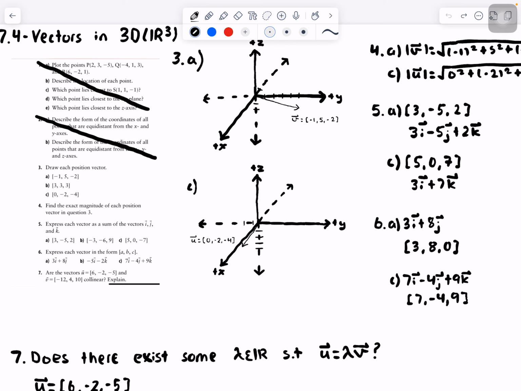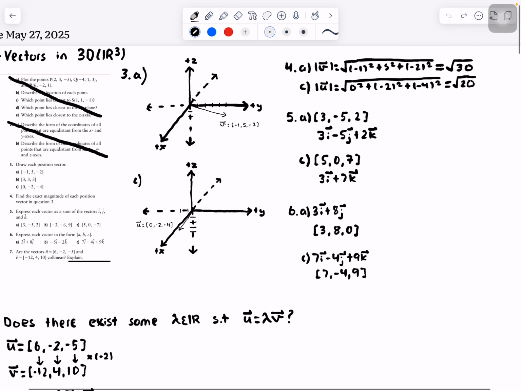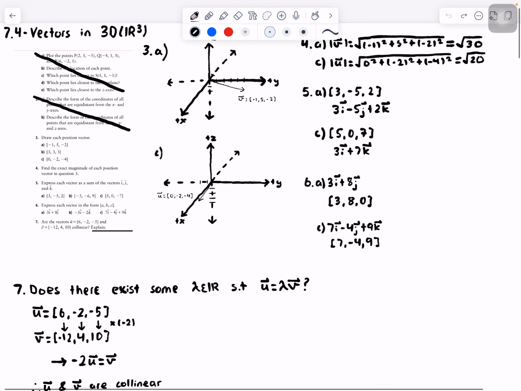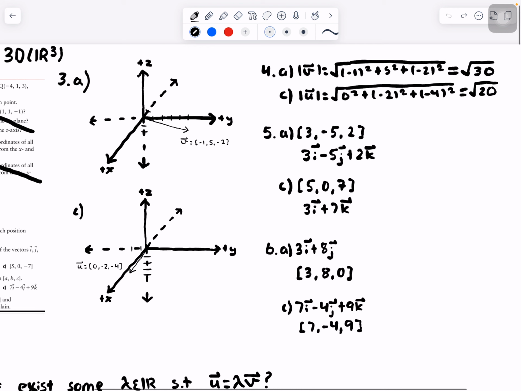Question 4, find the exact magnitude of each position vector in question 3. This is quite easy. It's the same way you would find the magnitude for 2D position vectors. All you're doing is using the Pythagorean theorem. In this case, we have 3 components to work with instead of 2. So for 4a, I just took my vector v here, (-1) squared plus 5 squared plus (-2) squared. That's all equal to square root 30.